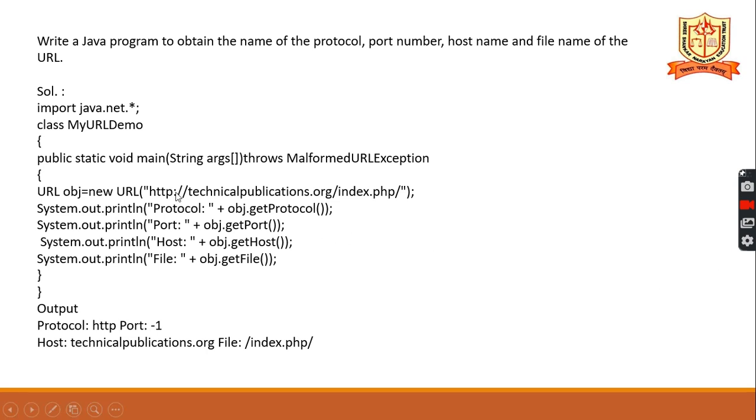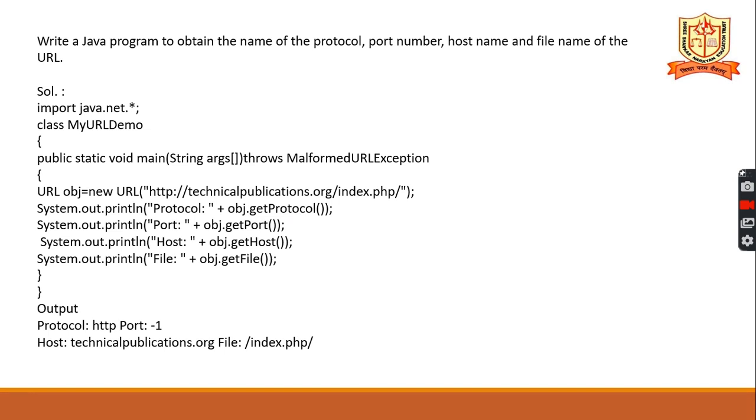Here, to get the protocol, you have to create the object of the URL. So URL object name equals new URL, and you have to pass this URL address. After that, System.out.println("protocol = " + URL object dot getProtocol). You have the method getProtocol, and this method is present in the URL class.